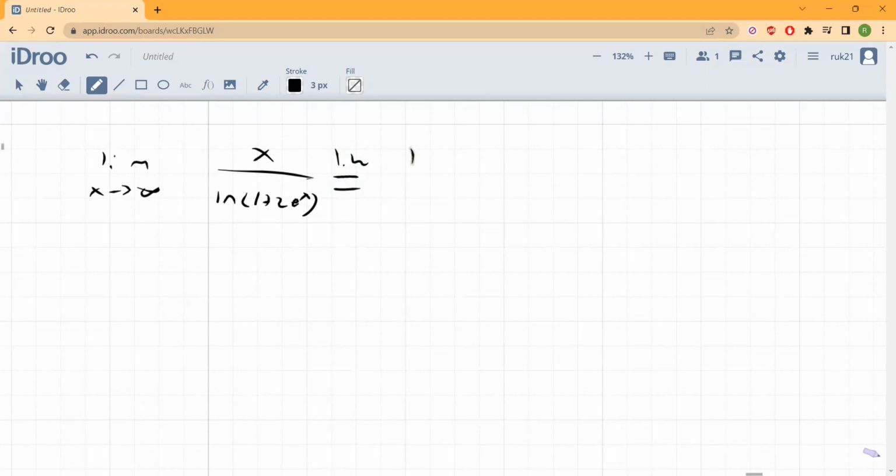So we're going to take the derivative. It's going to be 1 over 1 plus 2e to the x, and then we chain it to what's inside, so times 2e to the x. So then that is going to equal 1 times 1 plus 2e to the x over 2e to the x.